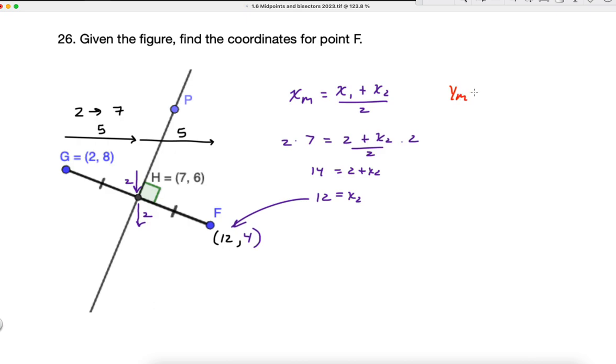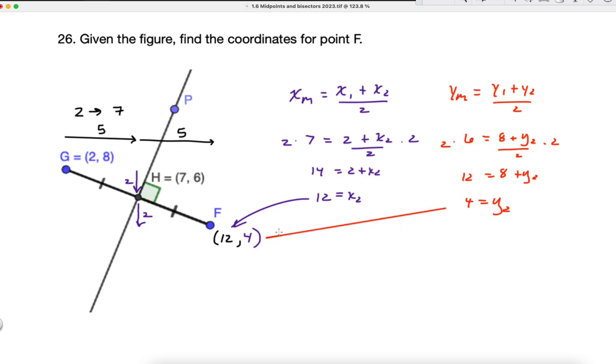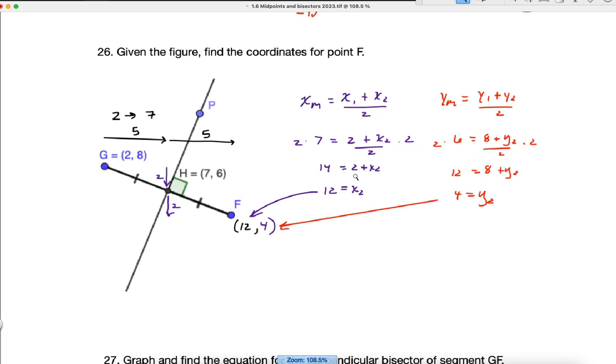My y sub m equals y1 plus y2 over 2. My y sub m is 6 in this case. I got 6 equals, here's 8 is my y sub 1. I'm going to multiply 2 to both sides. I get 12 equals 8 plus y2. I subtract 8 to both sides. I get 4. Boom, right there. Okay. So you see, if we do this with this counting method, it's really easy. But it's good to know how to use the equation.